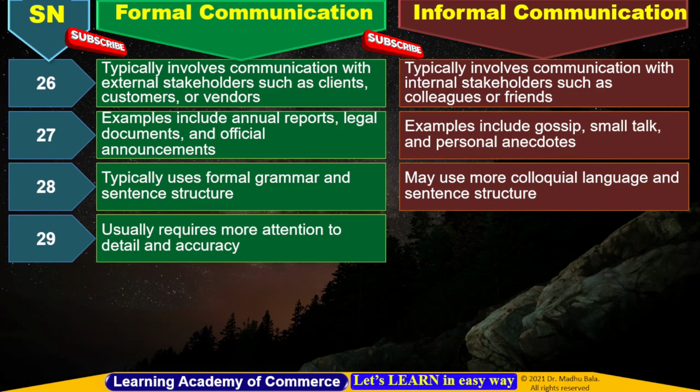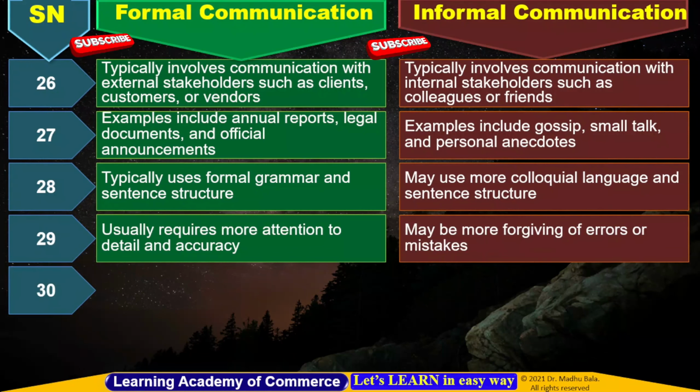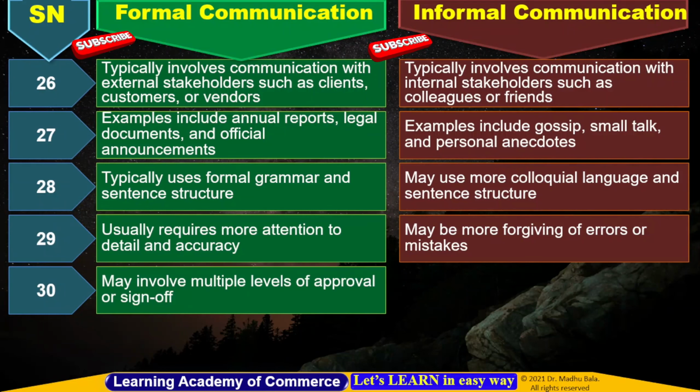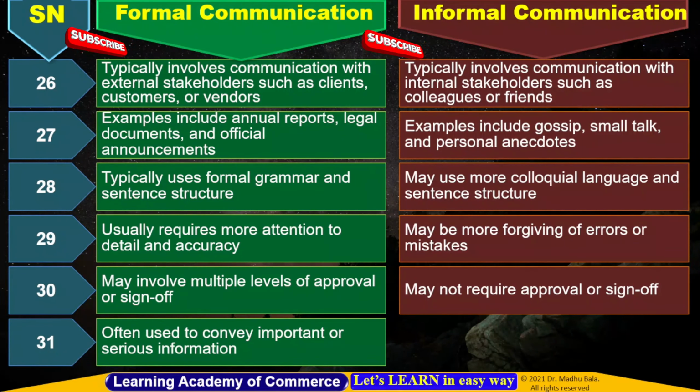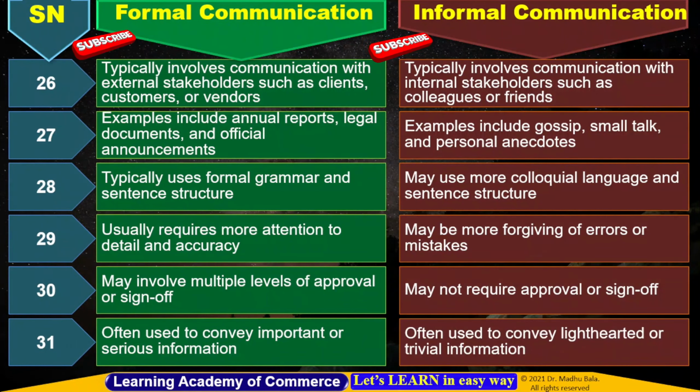Formal communication usually requires more attention to detail and accuracy, while informal communication may be more forgiving of errors or mistakes. Formal communication may involve multiple levels of approval or sign off, while informal communication may not require approval or sign off. Formal communication is often used to convey important or serious information, while informal communication is often used to convey light-hearted or trivial information.